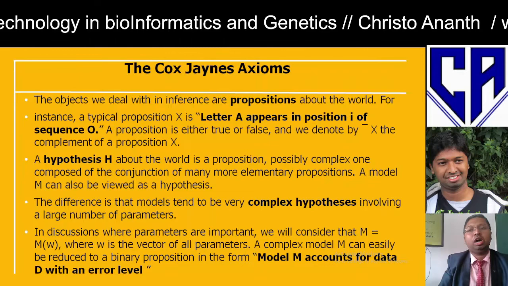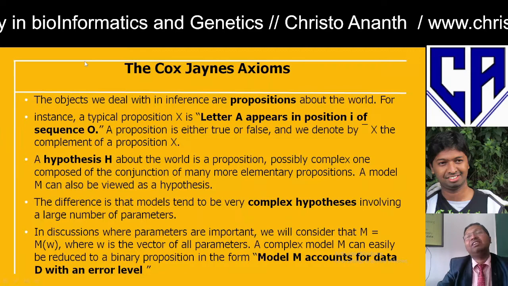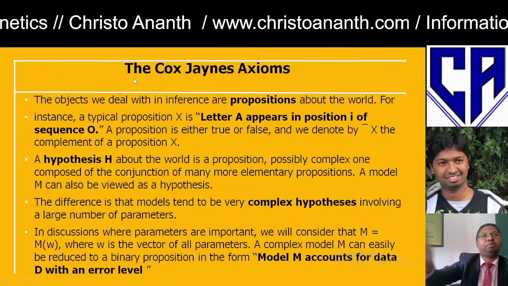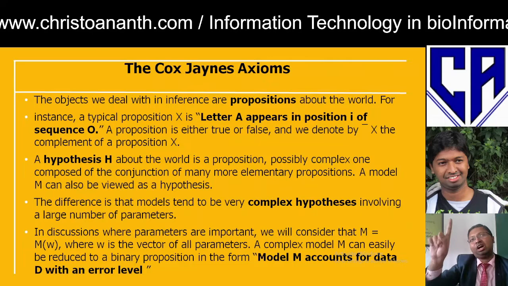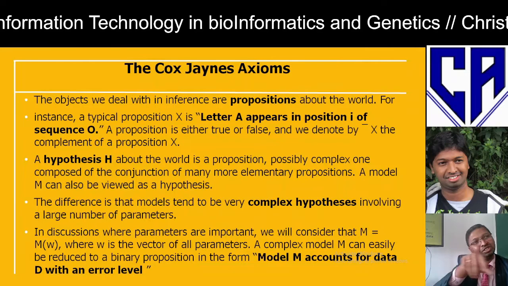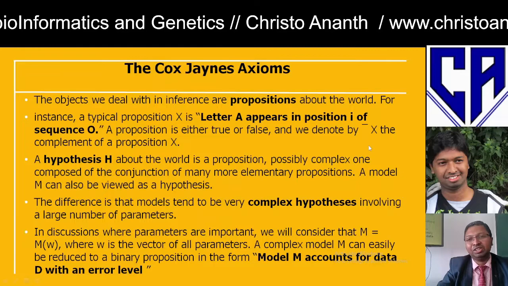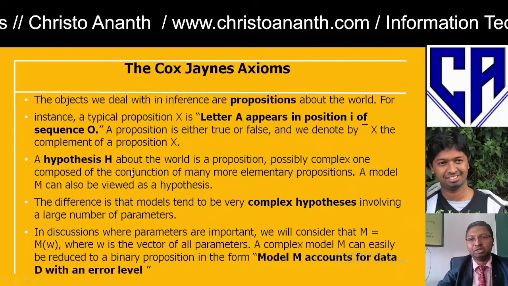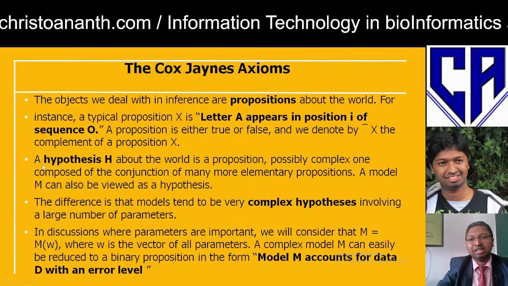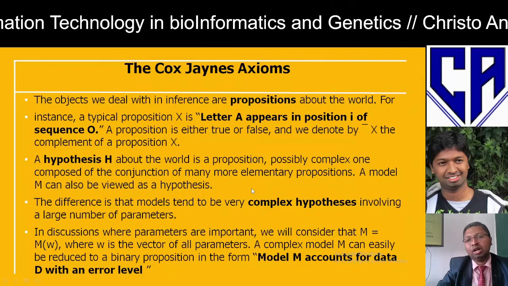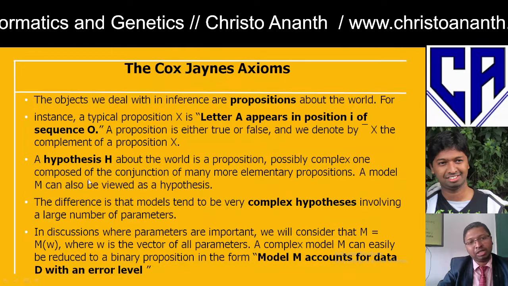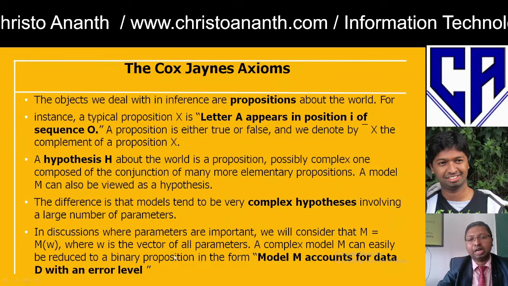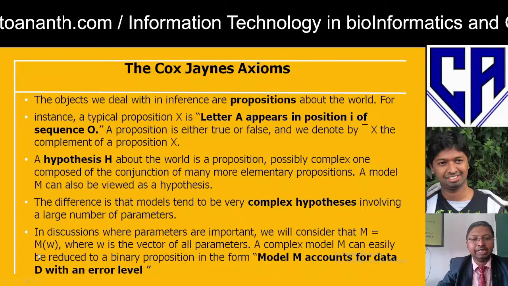Whenever you are dealing with digital electronics, you have either true or false, 1 or 0, and for the complement case, the complement of 1 is 0, the complement of 0 is 1. So here the proposition is either true or false. We denote by x bar the complement of x, and there is a hypothesis h, which is a proposition, a complex one composed of the conjunction of one or more elementary propositions. Here the mathematical model can be used as a hypothesis, and the complex model can be reduced to the binary proposition in the form of: model M accounts for data D with an error level.